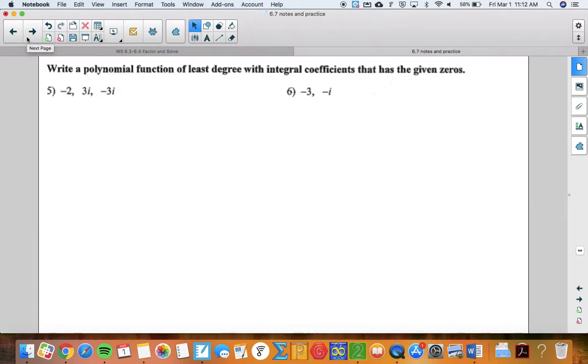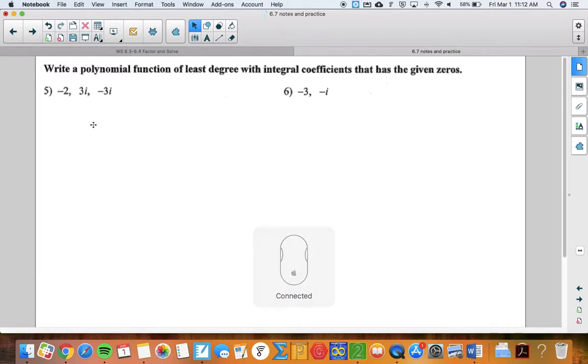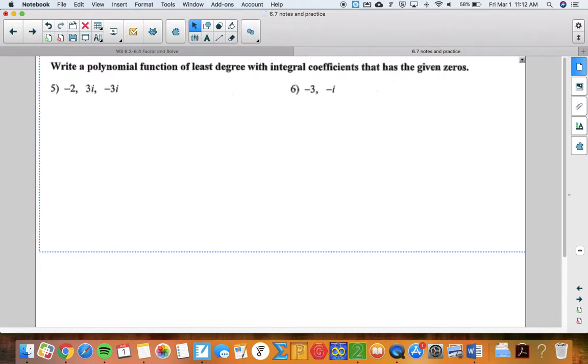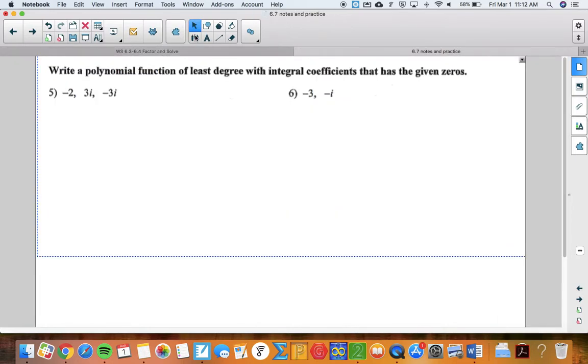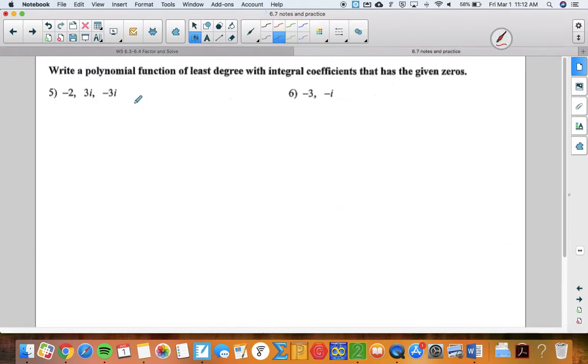So it says, write a polynomial function of least degree with integral coefficients that has the given zeros. So these are zeros. We need to then put that into factored form. Well, now the pen's working. That's good. So I guess I'm going to just do a quick example over here.